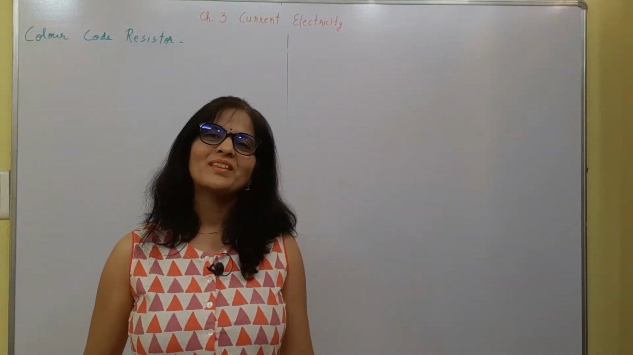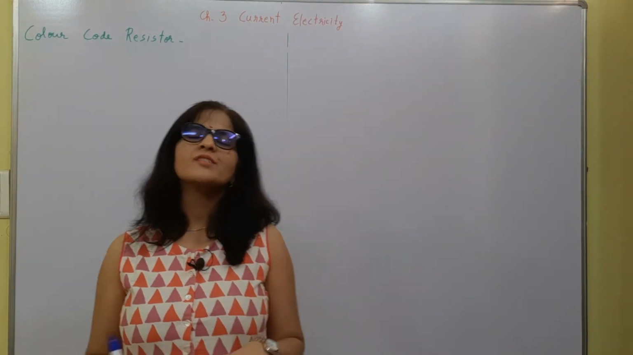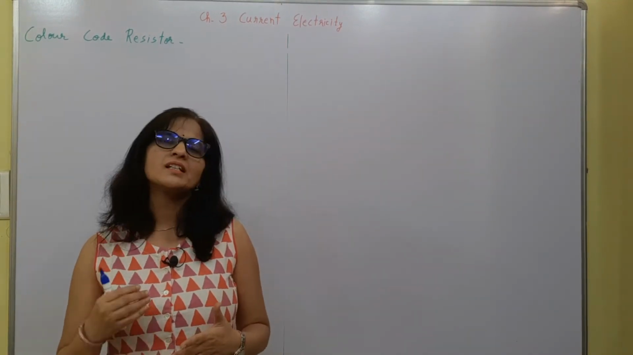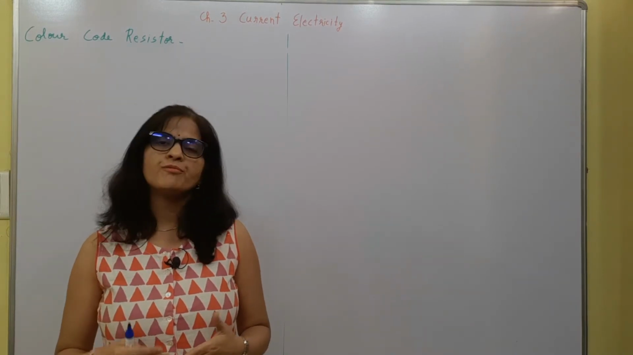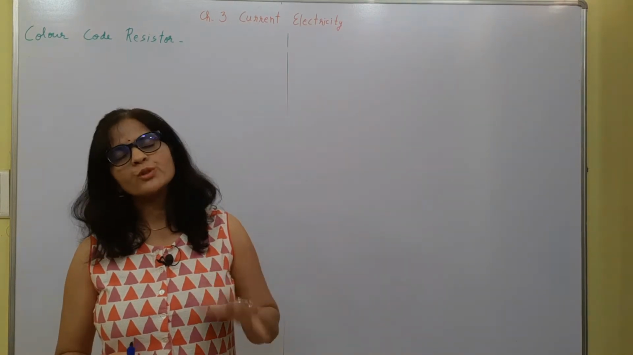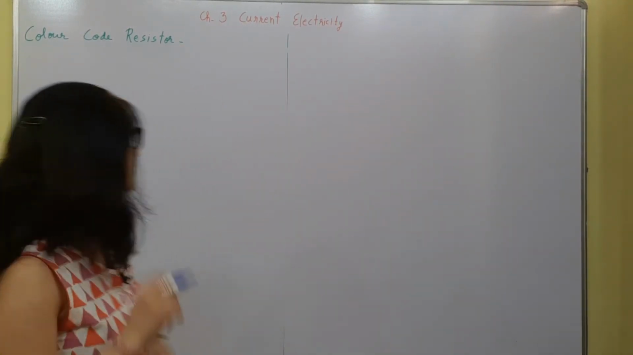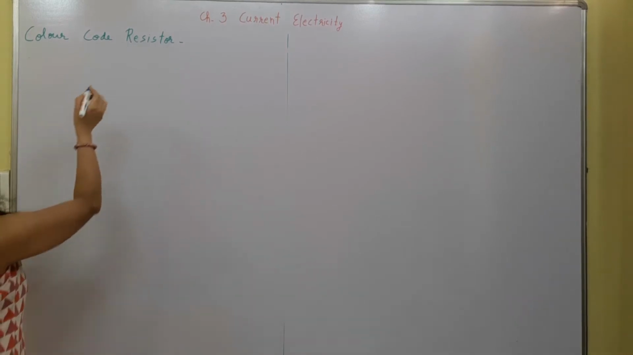Hello everyone. Today we will discuss the color code of resistors. Before we start, we need to know why there was a need to form a coding system for the resistors. So we know that we have two types of resistors: one is the wire wound and the second one is the carbon resistors.